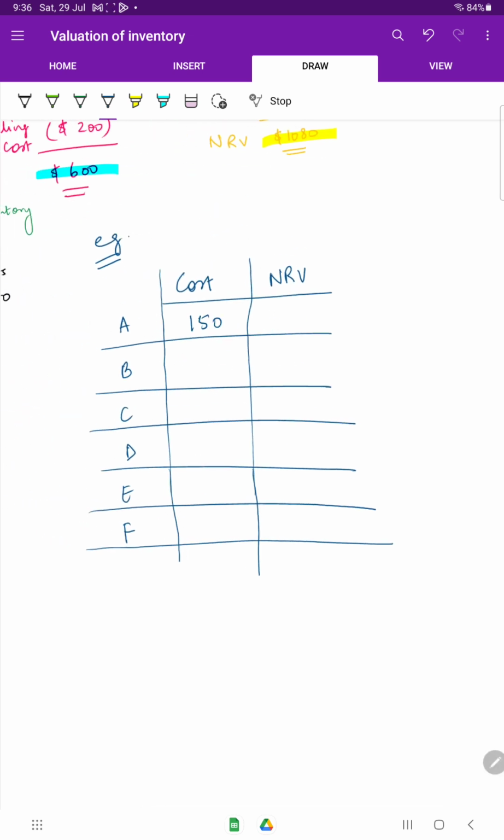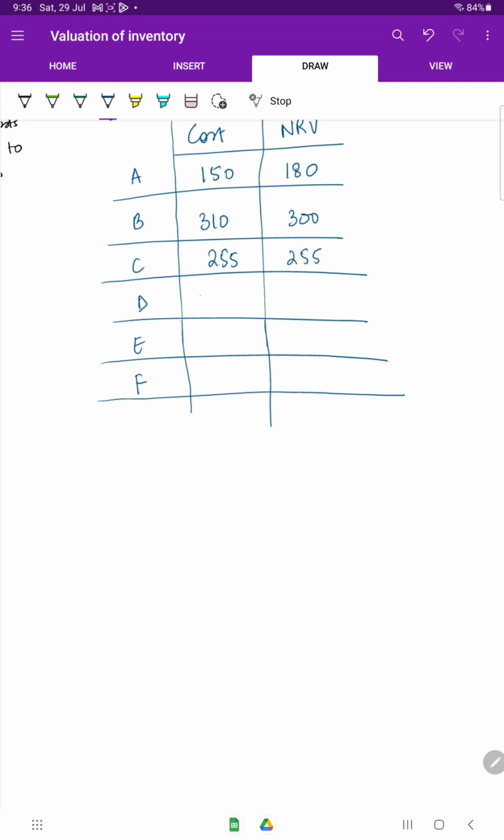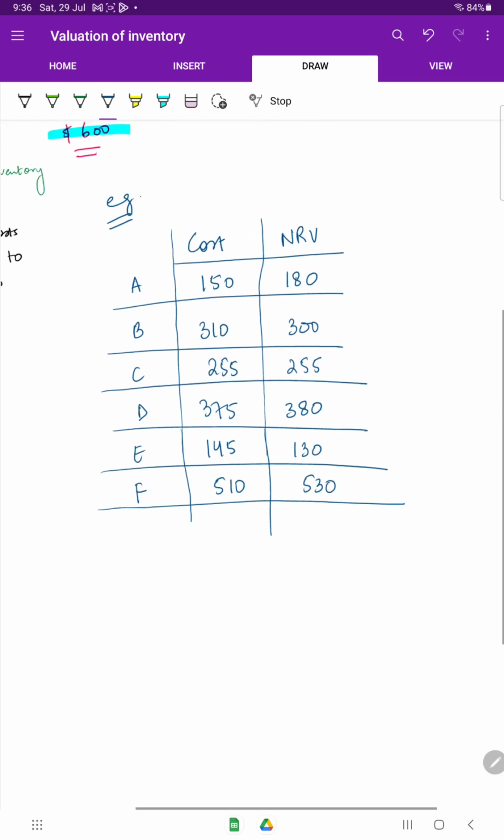150, 180, 310, 300, same. 255, 255, 375, 380, 145, 130, 510, and 530. So what students usually do is that they total both of them.